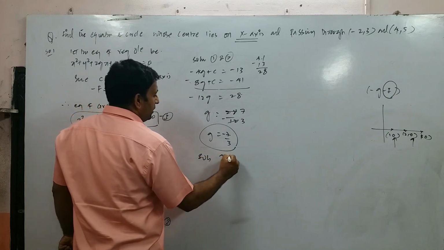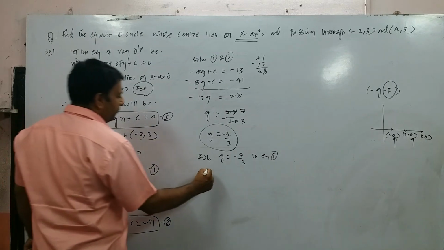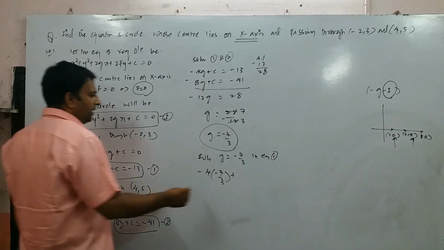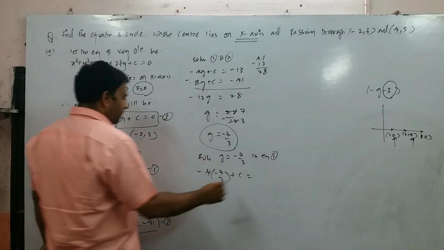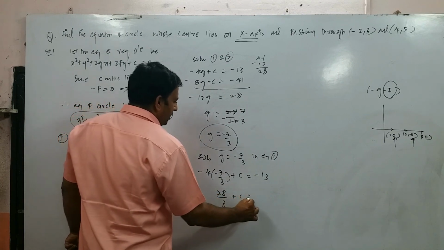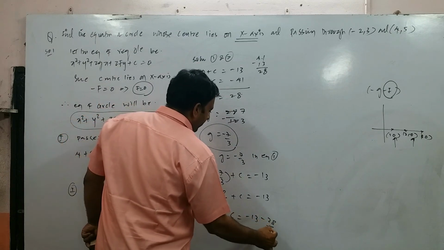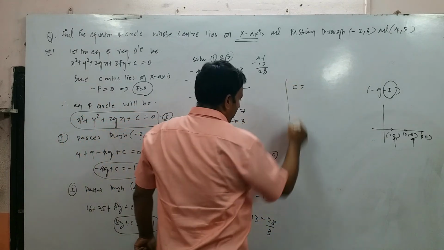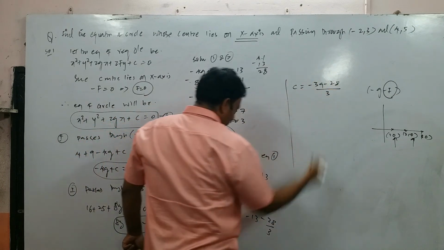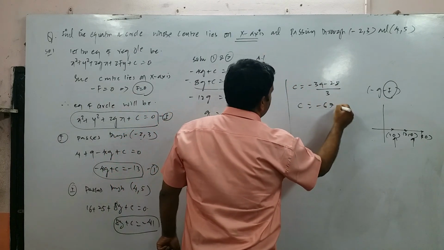Now take this g value and substitute it in any of the equations. Substitute g is equal to minus 7 by 3 in equation 1. So minus 4 into g, where g is minus 7 by 3, plus c is equal to minus 13. Minus into minus, 7 4s are 28 by 3, plus c is equal to minus 13. C is equal to minus 13 minus 28 by 3. When I take the LCM, 13 3s are 39, minus 39 minus 28 by 3, so c is equal to minus 67 by 3.